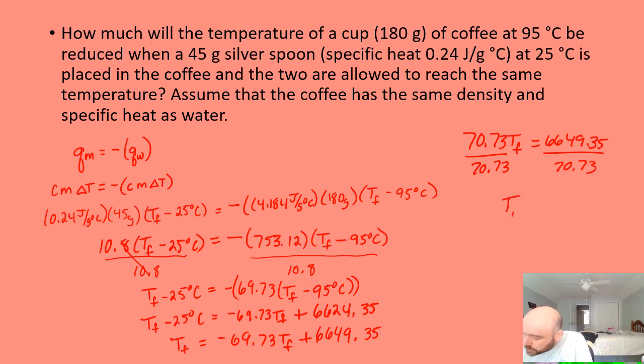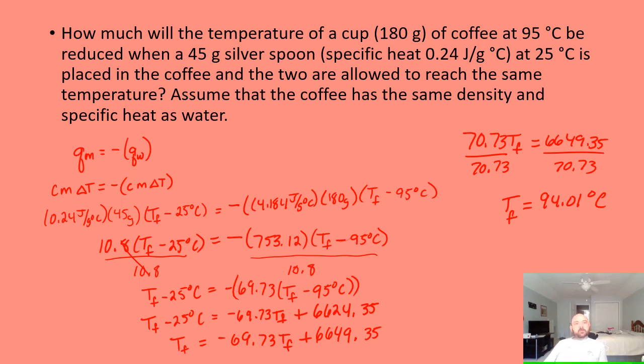And our final temperature, grand finale, we have 6649.35 divided by 70.73. 94.01 degrees Celsius. Oh, look at that.